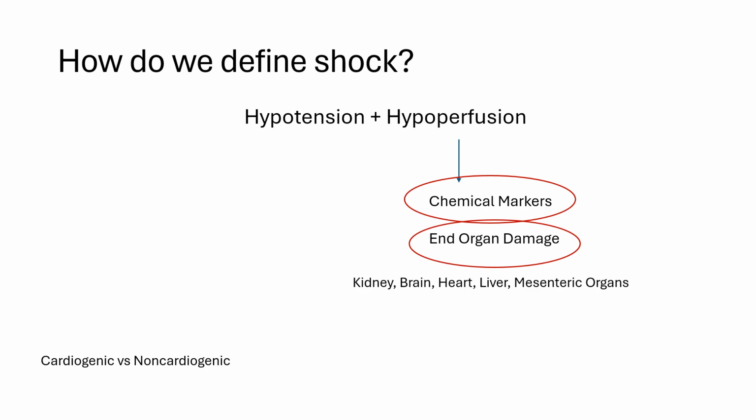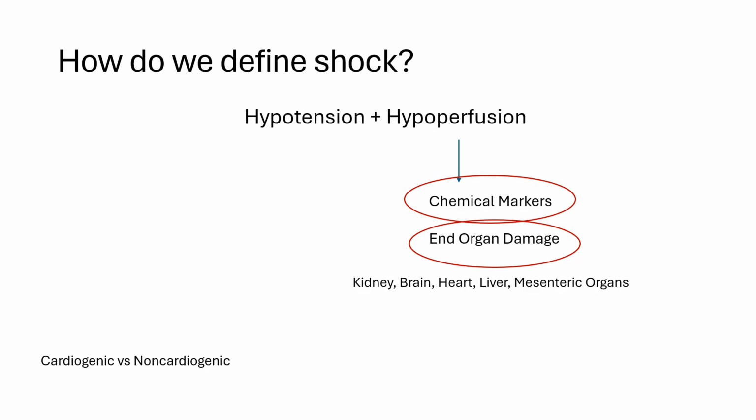When we think of the brain, I want you to think more of end organ damage. A lot of these patients that are hypoperfusing present with acute metabolic encephalopathy or confusion. They're altered. Maybe they have increasing somnolence. Those are signs that there's end organ damage, specifically with the brain. Chemical markers you can use for the heart would be troponins, proBNP, BNP, those type of parameters.